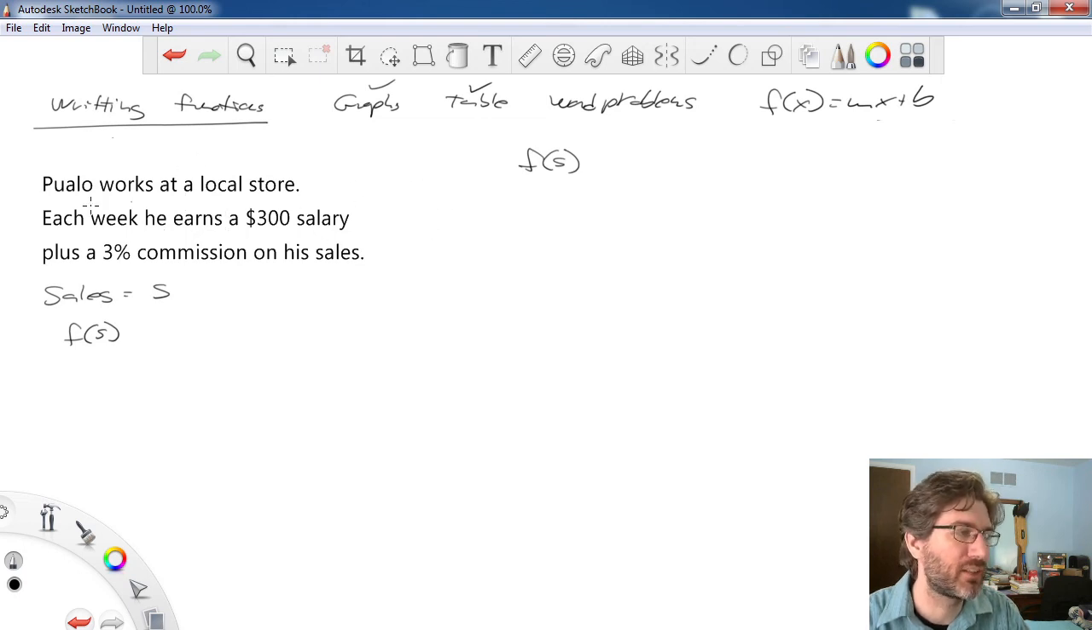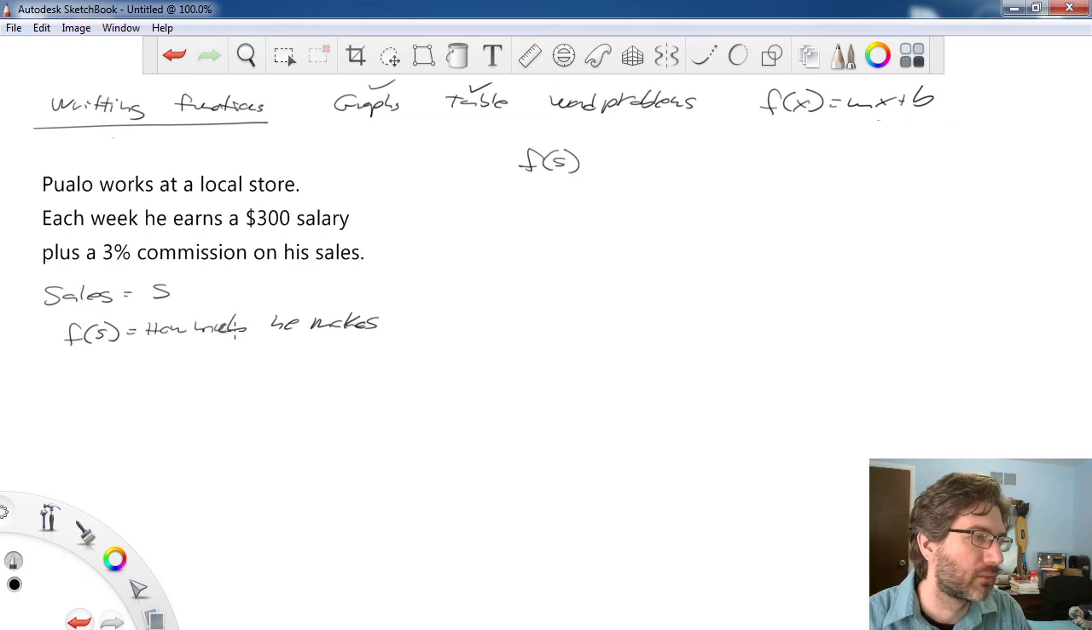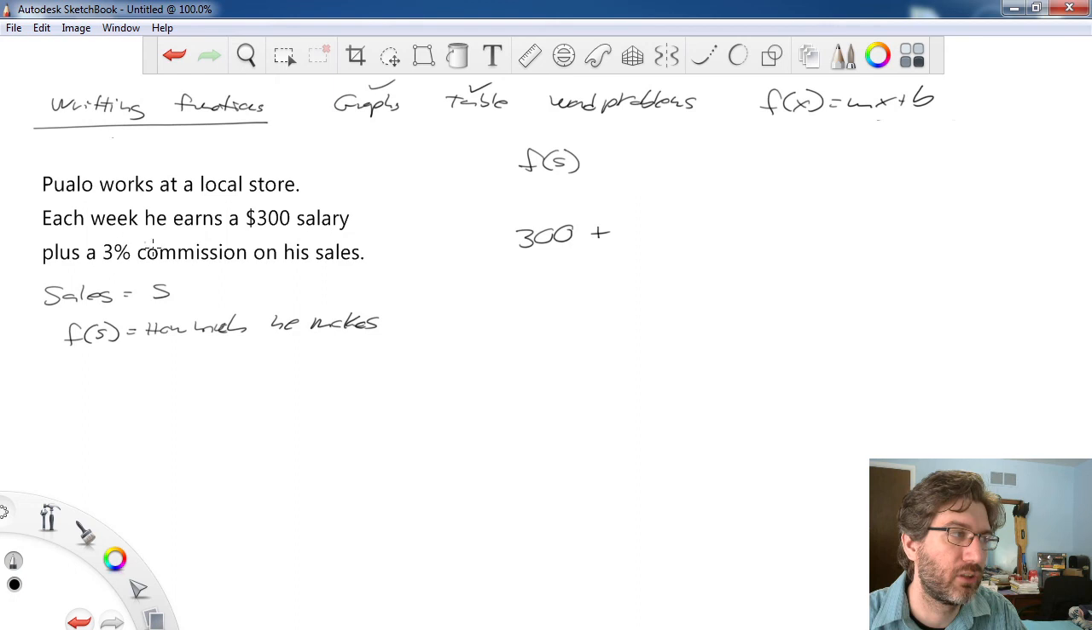But anyways, let's see if we can figure out how much he makes, because that's the question you probably want to answer. So if S equals the sales, f of x is going to equal how much he makes. So that's going to be his paycheck. Paulo works at a local store. Each week he earns $300 salary plus a 3% commission on his sales. So you should be thinking that right away he's going to earn $300 no matter what he does, plus his commission on his sales. And his commission is 3%, so 3% of his sales.